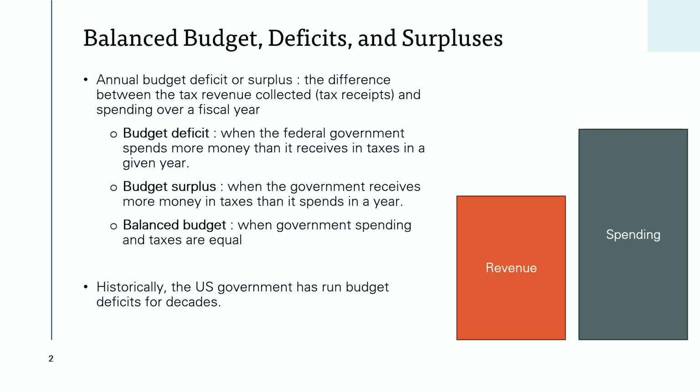A budget deficit occurs when the federal government spends more money than it receives in taxes in a given year. Conversely, a budget surplus happens when the government receives more in taxes than it spends. A balanced budget is the rare middle ground when spending and taxes are exactly the same. Historically, the U.S. government has operated in a state of budget deficits for many decades.